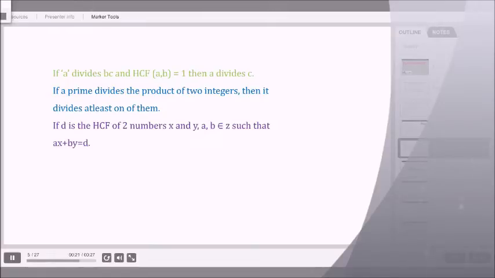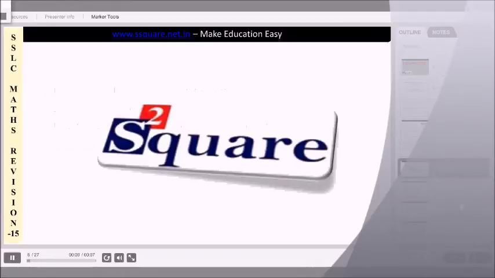If d is the HCF of two numbers x and y, then there exist a, b belonging to z such that ax plus by is equal to d.